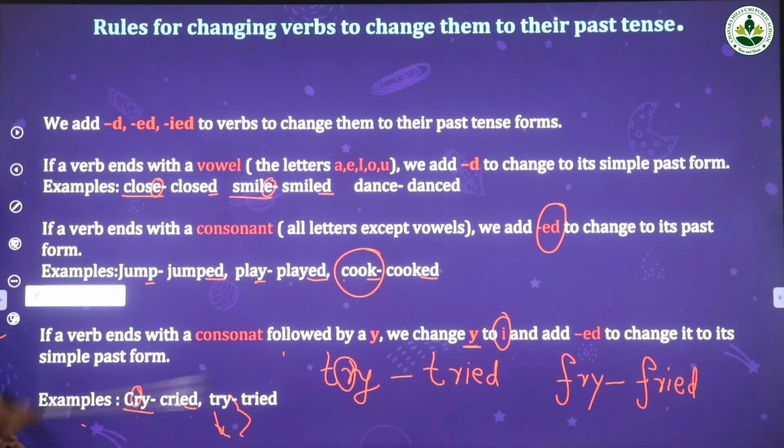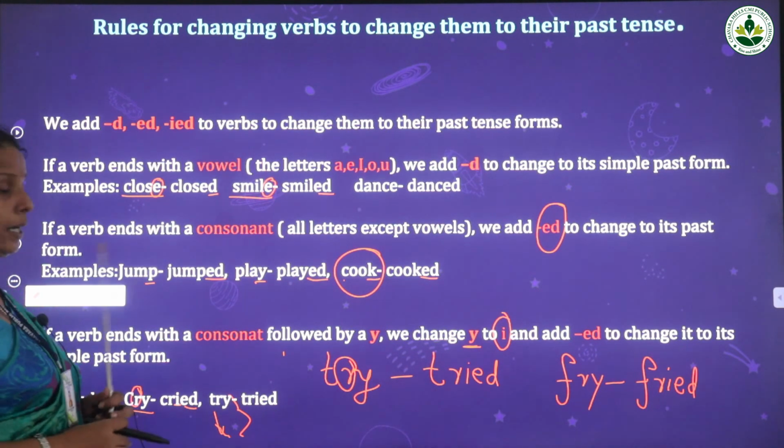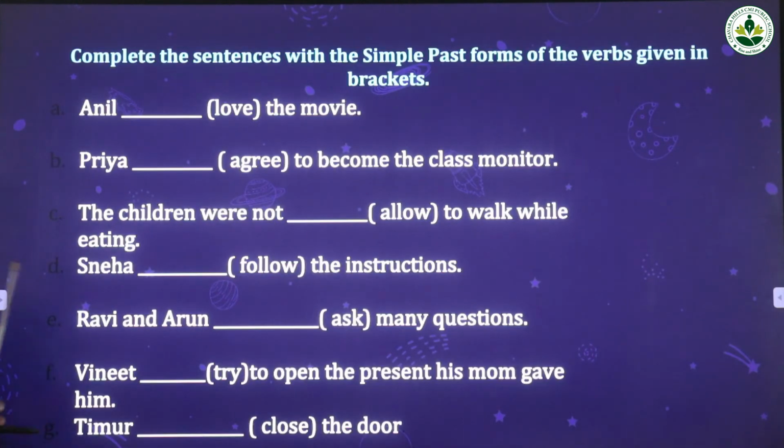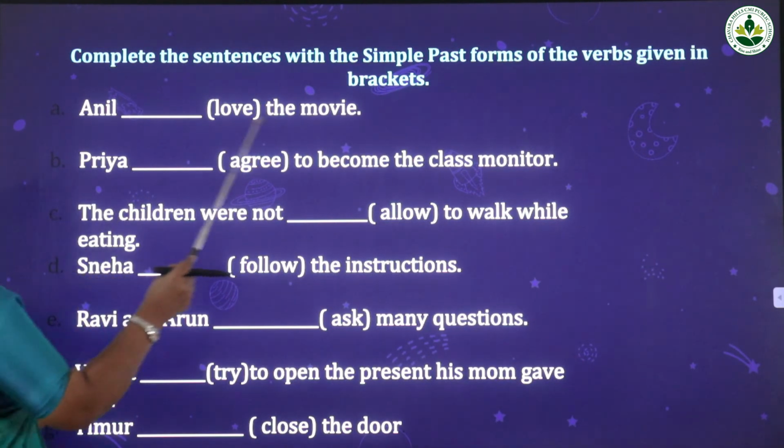So these are the three rules to change a verb into its past form that you have to keep in mind. Then next is the exercises. Complete the sentences with the simple past form of the verb given in bracket. Already the verb is given in the bracket. You have to write the past form of that given verb. First one is Anil dash the movie.